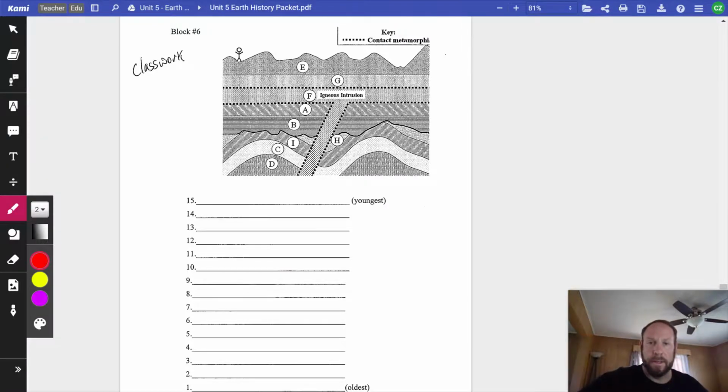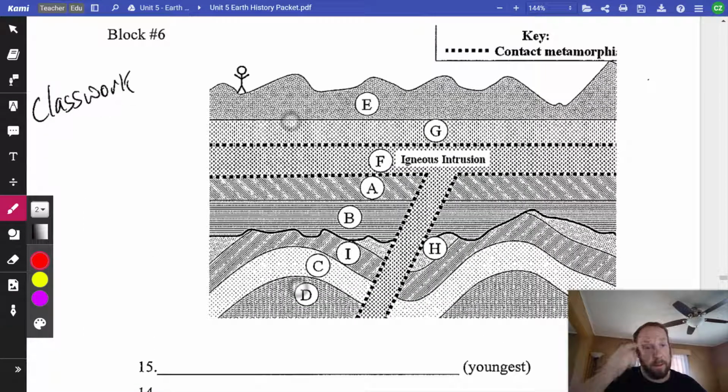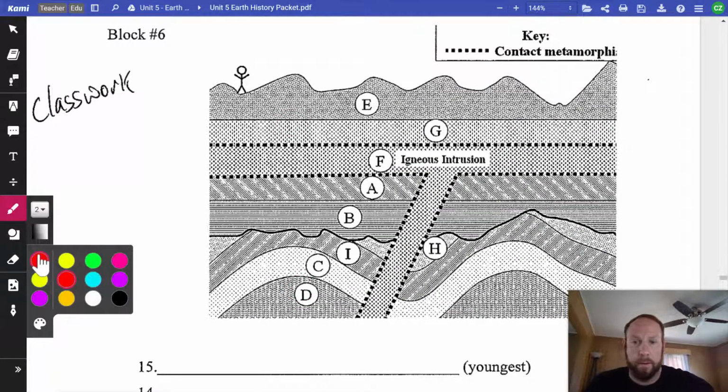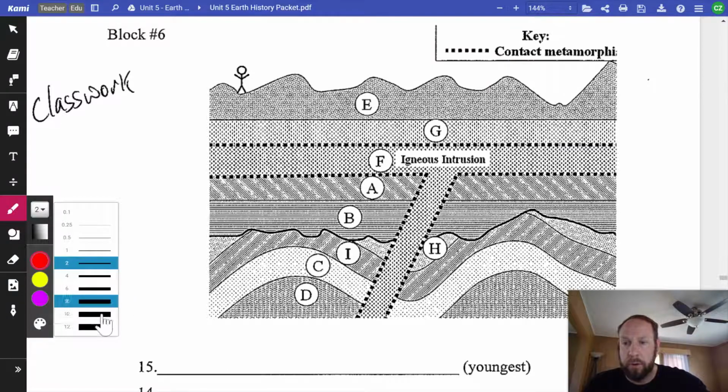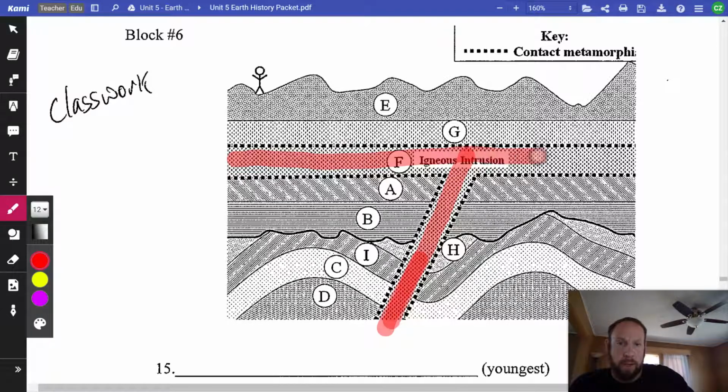I've decided to go through block diagram number 6 because it's got a real interesting piece to it. Just looking at the diagram here, I want to point out there is an intrusion. That's what it says. It actually pushed in. An intrusion of igneous rock, and your brain should be saying, well, igneous, it must have been liquid or melted magma.